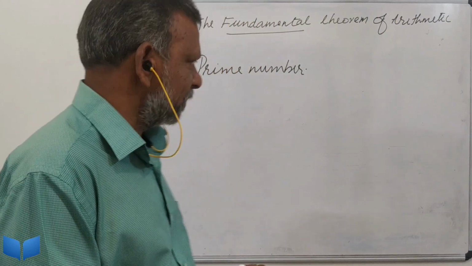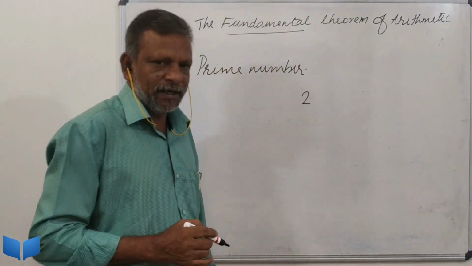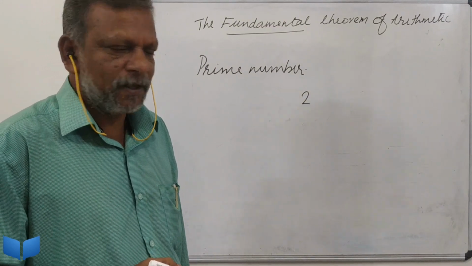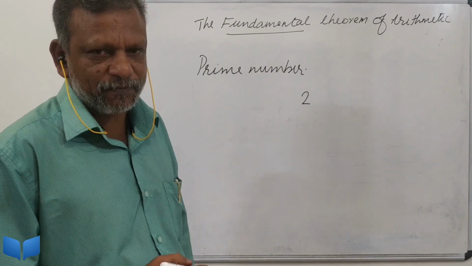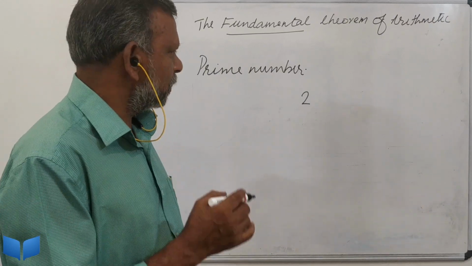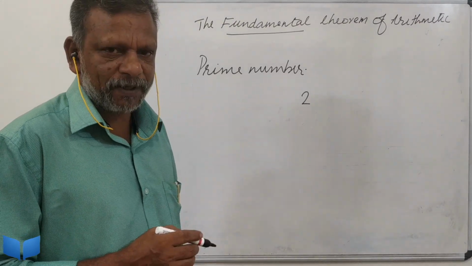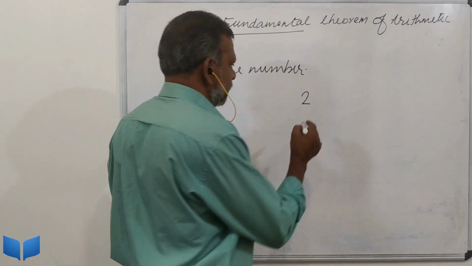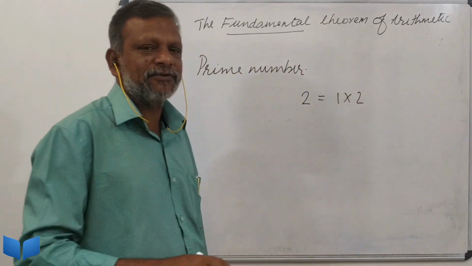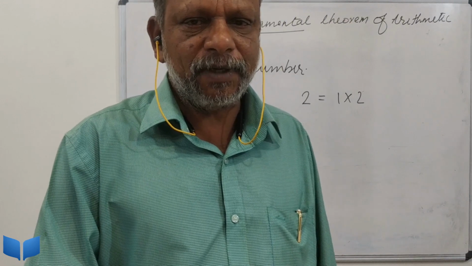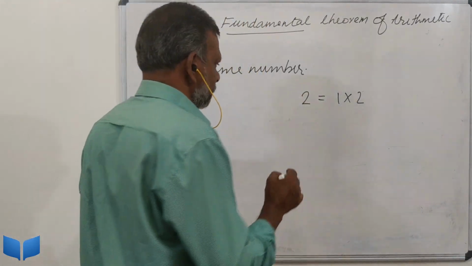For example, 2. 2 is a prime number because 2 can be divided by 2 itself or 1. Therefore, 2 is a prime number. This 2 can be written as 1 into 2. 2 cannot be divisible by any other number. Therefore, 2 is a prime number.